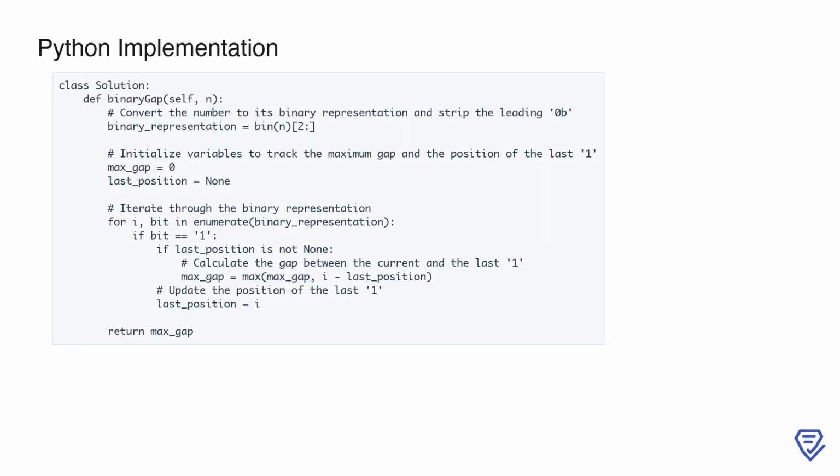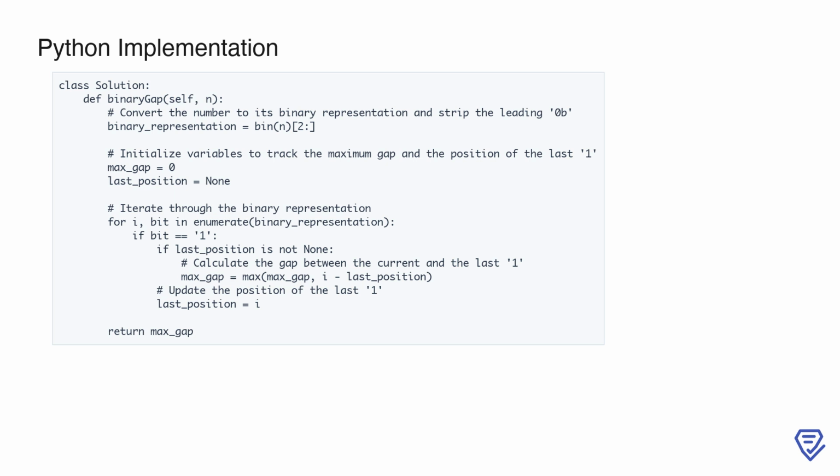This solution efficiently solves the binary gap problem by leveraging Python's built-in bin function to convert the given integer n into its binary representation. The binary representation is stored as a string, stripped of the 0b prefix. Next, two variables are initialized: max_underscore_gap, which tracks the maximum distance between consecutive ones, and last_underscore_position, which tracks the index of the most recent one encountered during iteration. Initially, last_underscore_position is set to None to signify that no one has been found yet.